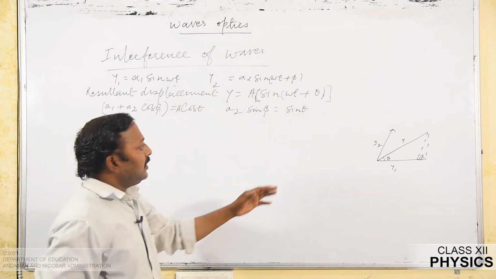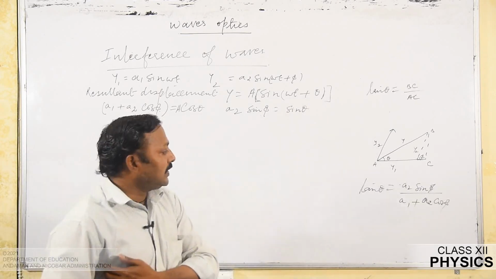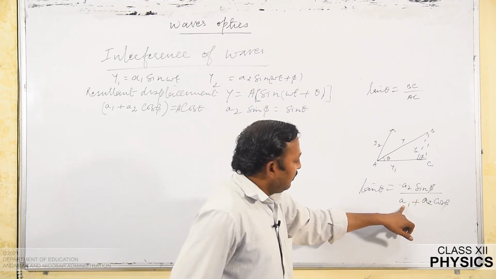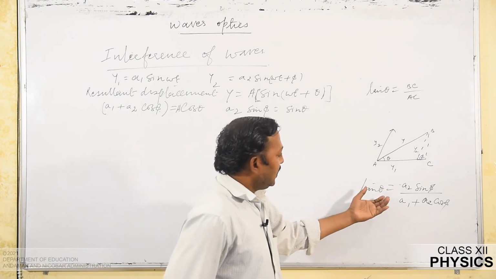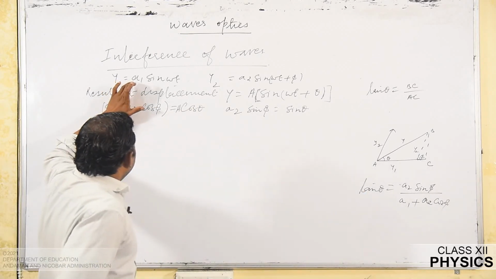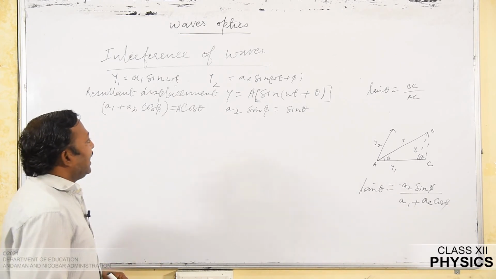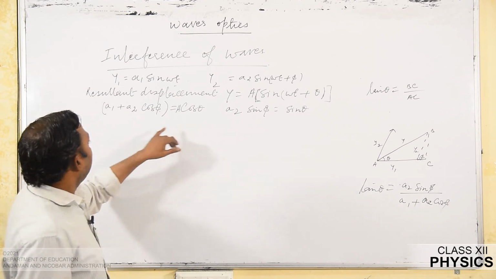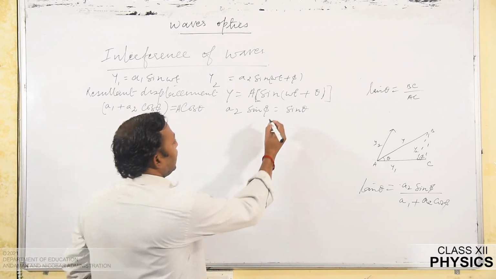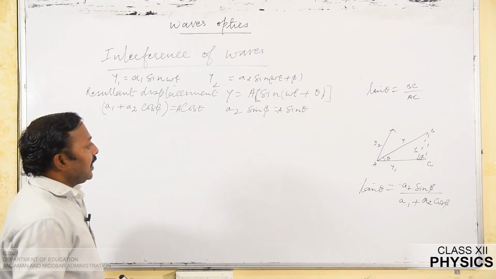Theta can be determined by using the parallelogram law of addition of vectors. So the resultant phase angle is given by tan theta is equal to a2 sin phi divided by a1 plus a2 cos phi. The resultant phase will also depend upon the initial phase difference between y1 as well as y2. Now let us find out the intensity. Here we have a1 plus a2 cos phi is equal to a cos theta and a2 sin phi is equal to a sin theta. Now let us try to find out the resultant amplitude.